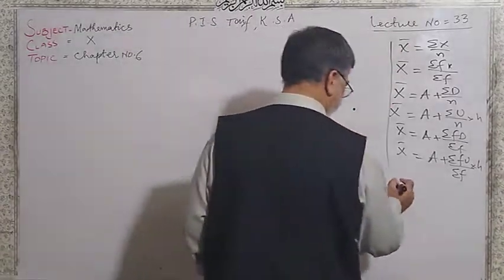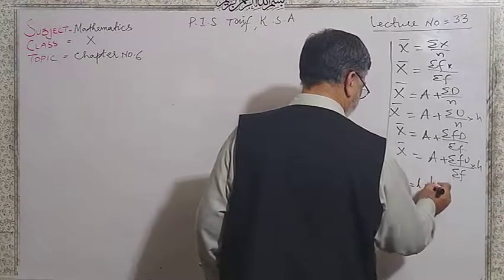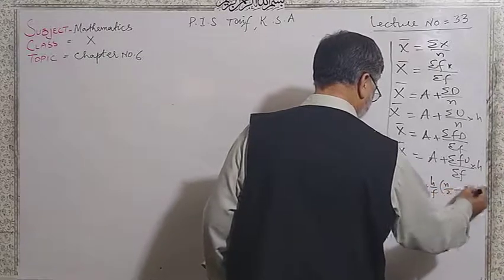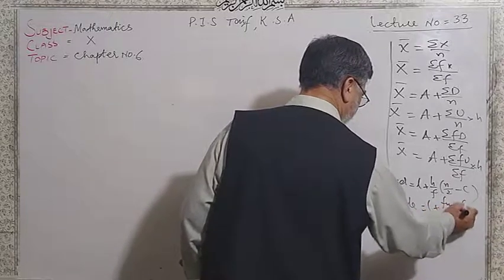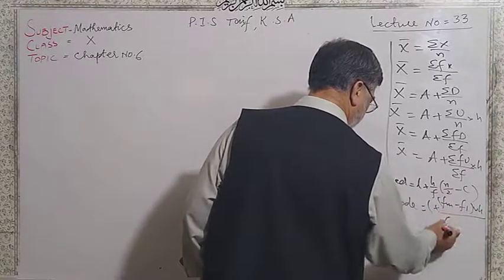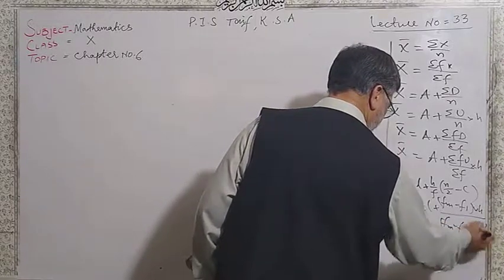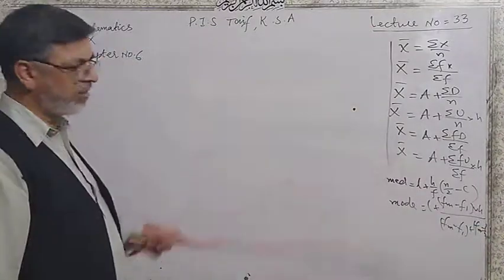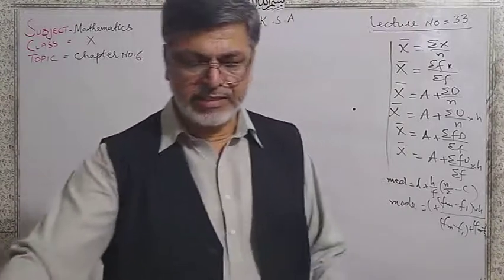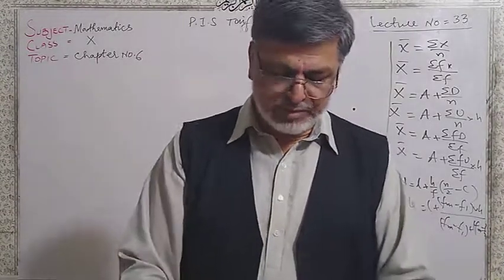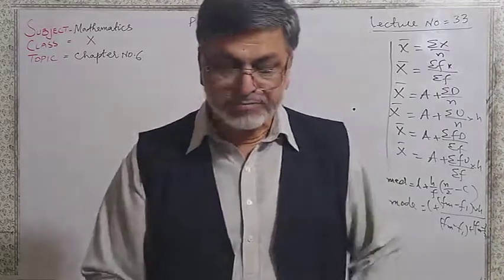Similarly, in case of median, we have the formula for grouped data L plus h over f into (n by 2 minus c). To find mode, L plus (Fm minus F1) into h over ((Fm minus F1) plus (Fm minus F2)). So dear students, these are formulas which will be applied in your questions in exercise 6.2. Now we are going to start our exercise 6.2.